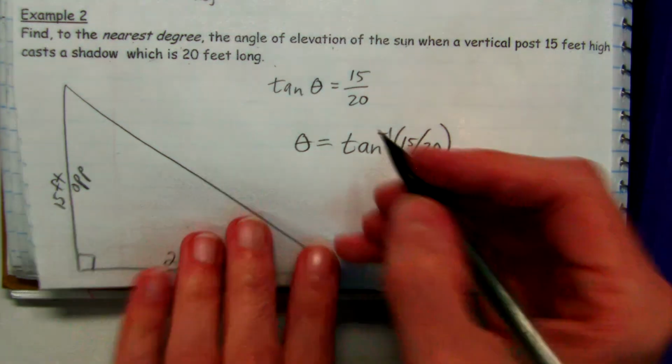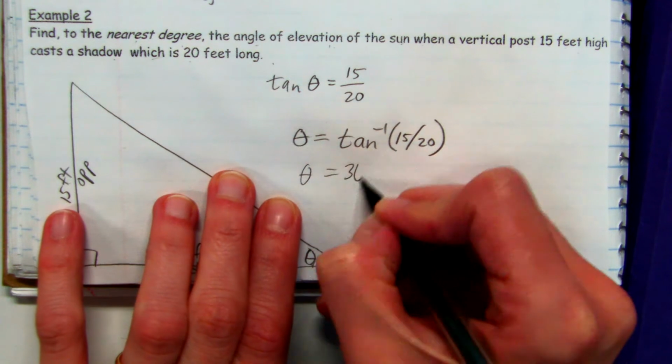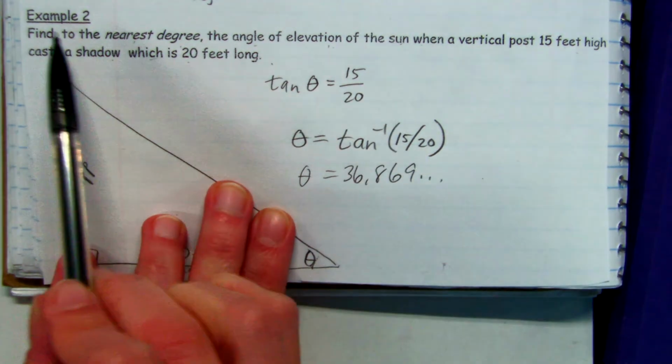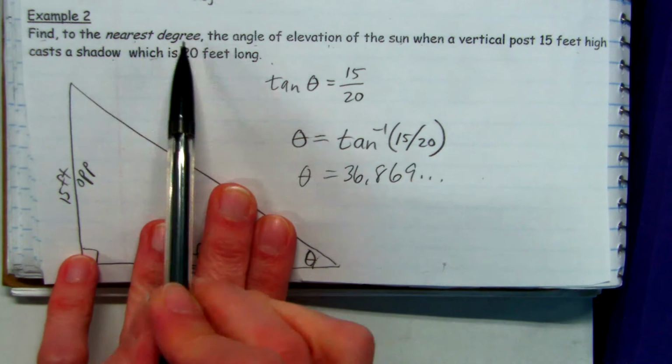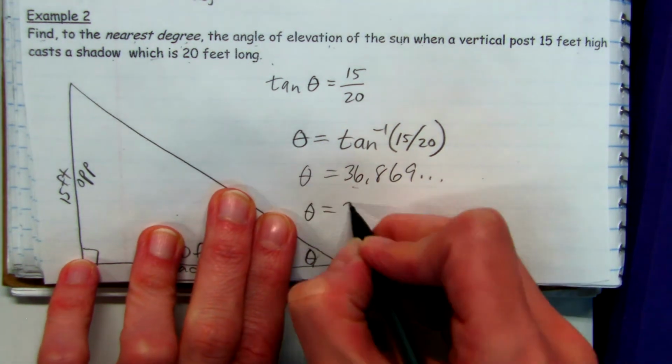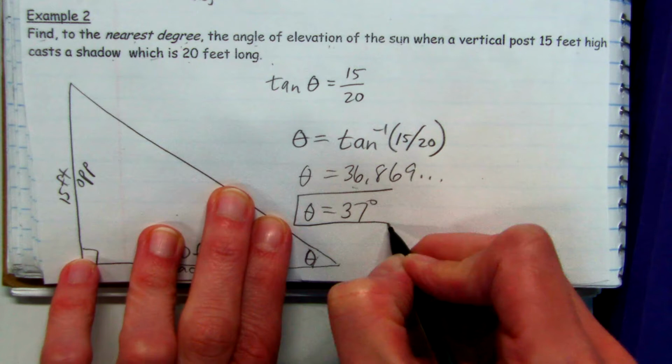All right, so it comes out 36.869, blah, blah, blah. So if I go back, it wants us to find to the nearest degree. So we're going to round this up to the nearest whole number, which would be 37 degrees.